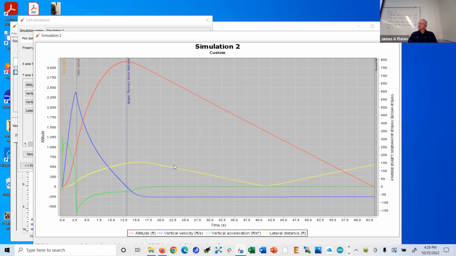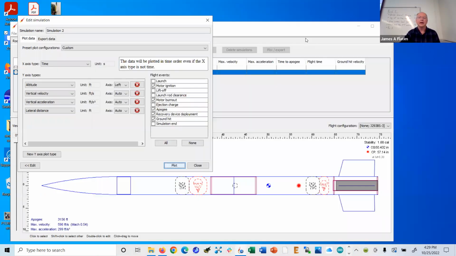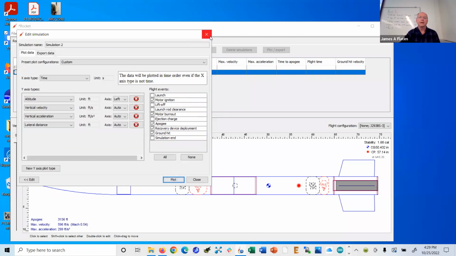The reason is I told it that one of the parachutes comes out at apogee and I forgot to tell it what the other parachute is supposed to do. Let's go back. So here I see that it gets to apogee at 3,000 feet or so, and then it comes down under one parachute the whole way, probably because I didn't tell it to pull the other parachute. That was a mistake. Let's go fix it.